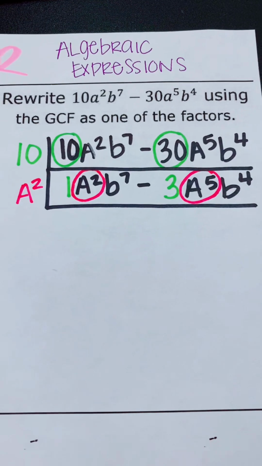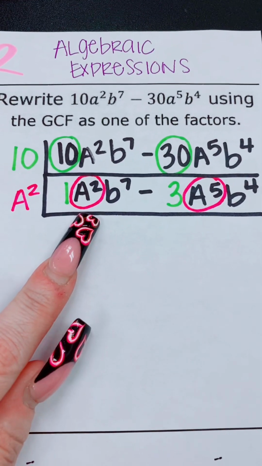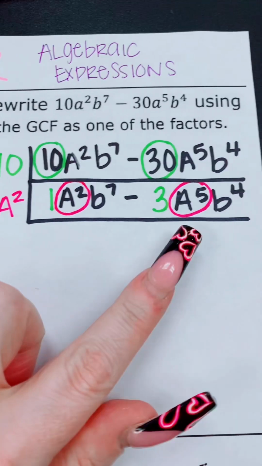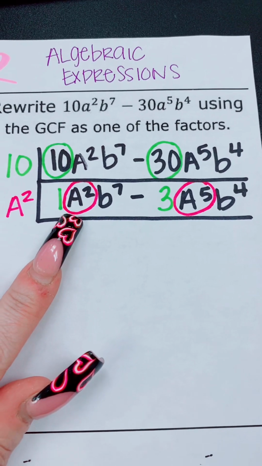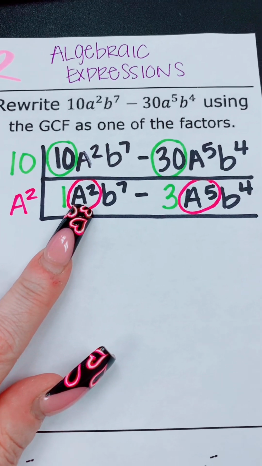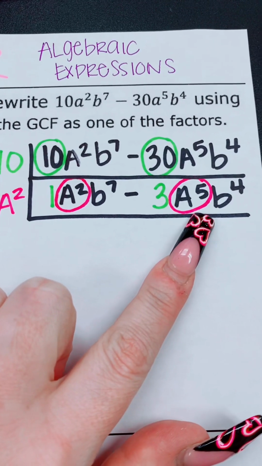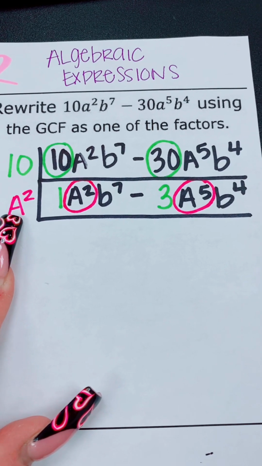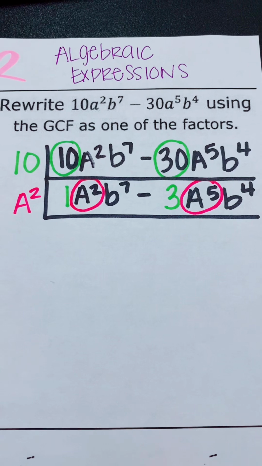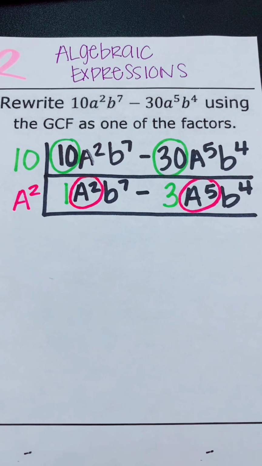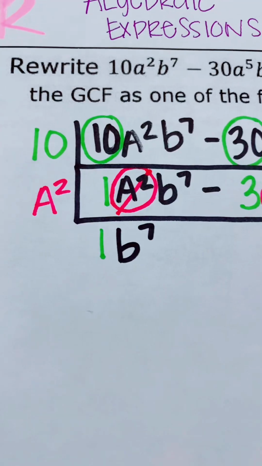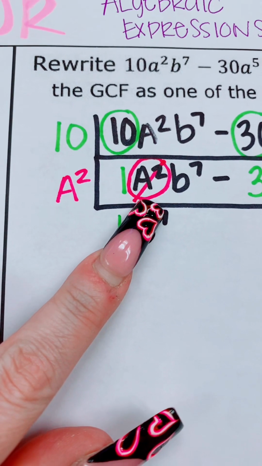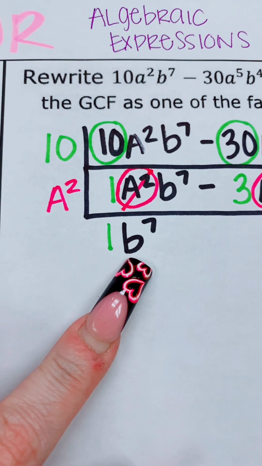Focusing just on the a variable, I have a to the second power and a to the fifth power. In my last video, I stated that I like to look for the variable that has the lowest exponent, so 2 is smaller than 5. That means I can take out 2 a's from each of the terms. When dividing, you need to subtract. So now let's do that. 2 minus 2 is 0, so these a's will cancel. I will have b to the 7th left.